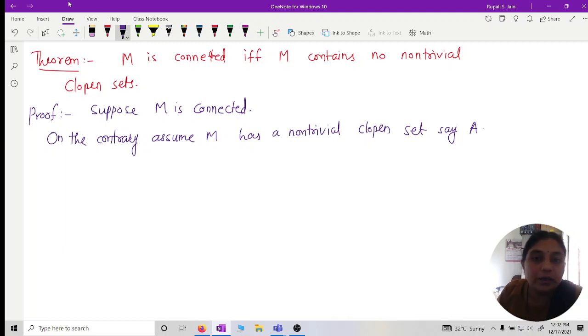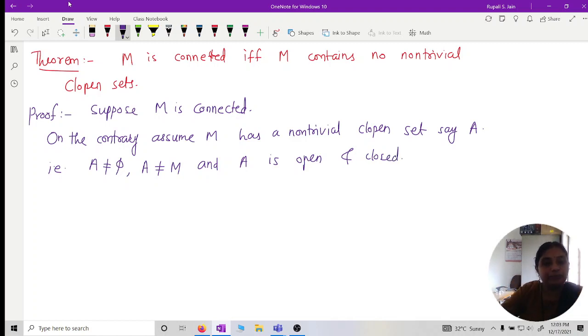So we are assuming M has a non-trivial Clopen set, which means we should get a contradiction somewhere, okay? A is non-empty, A is not equal to the whole space M, and A is open as well as closed. It is a Clopen set, means it is open and closed. Non-trivial means it is not empty and not the whole space M. Is that okay?